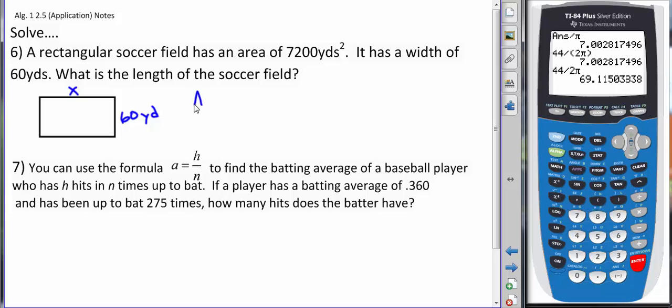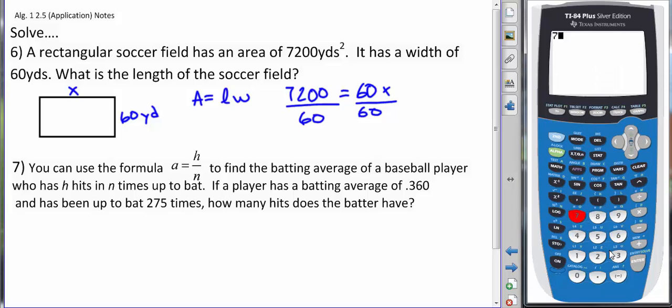Now remember, to do area of a rectangle, it's just simply length times width. And in this case, we know that 7,200 is the area. The length is our variable. The width is 60. So I'm just going to do 60x. All we have to do is a one-step division problem here. Now, you can definitely do this in your head if you just know 72 divided by 6. This isn't too bad, but you are, of course, welcome to use the calculator at this point. So x is equal to 120 yards. That's the length of the soccer field.